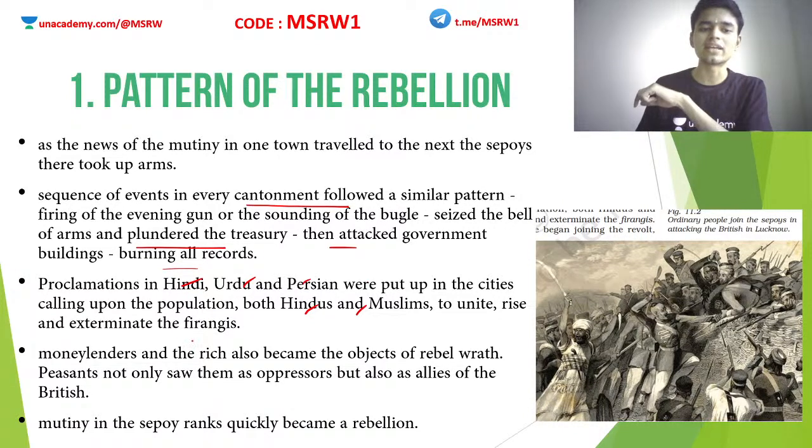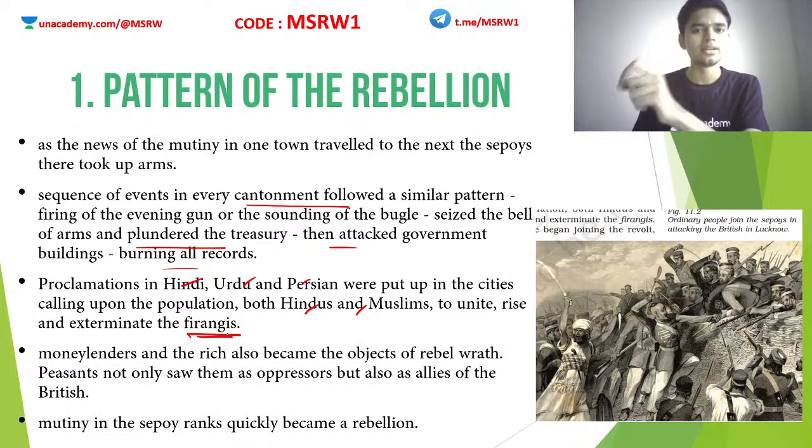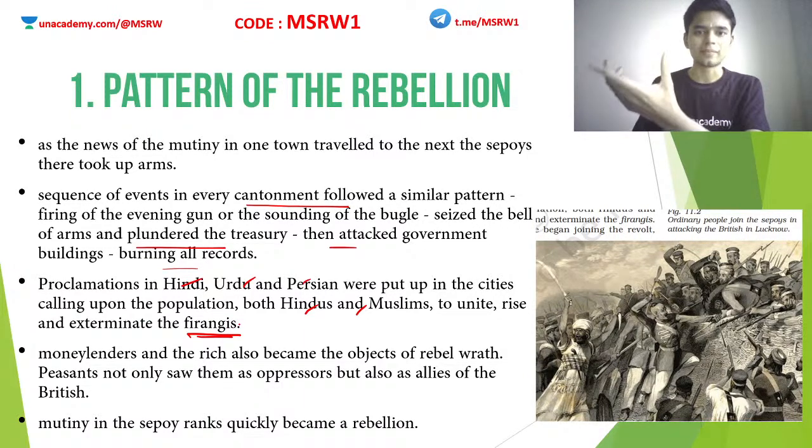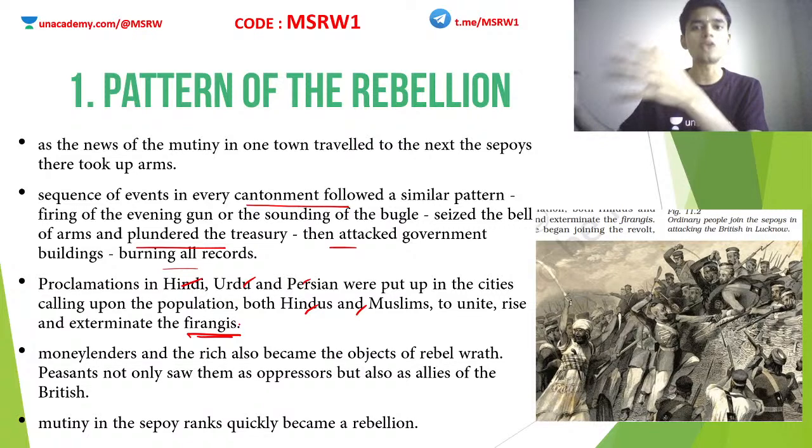So what are these Firangis? Firangis is actually a derogatory term used to refer to foreigners. Okay, Firangi. So Britishers were referred to as Firangis in the 1857 revolt. Okay, very important point here is that there was no communal element here. Both Hindus and Muslims and all other people who were in various other religions were brought together in this revolution.